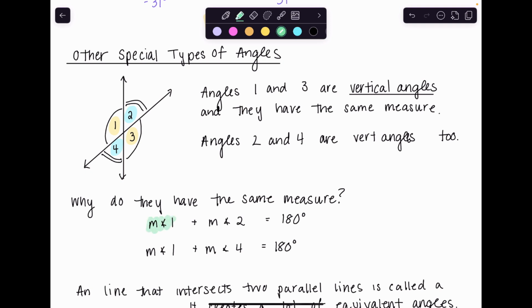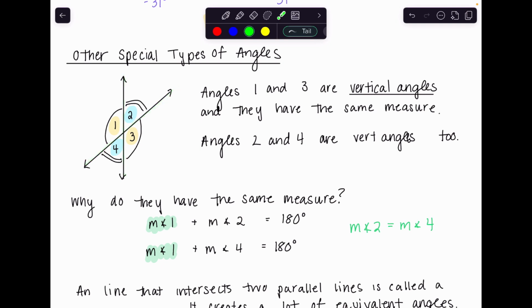So really, if I want to find the measure of each of these, I'm going to do 180 minus the measure of angle 1. Say angle 1 is 30 degrees, well then angle 2 is 150. But then immediately, because angle 1 is 30 degrees, angle 4 is going to be 150. So these end up having to be the same thing. And likewise, you could do the same thing with 1 and 2, and then 2 and 3.